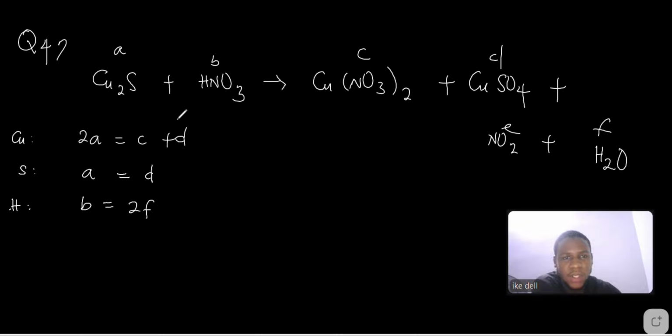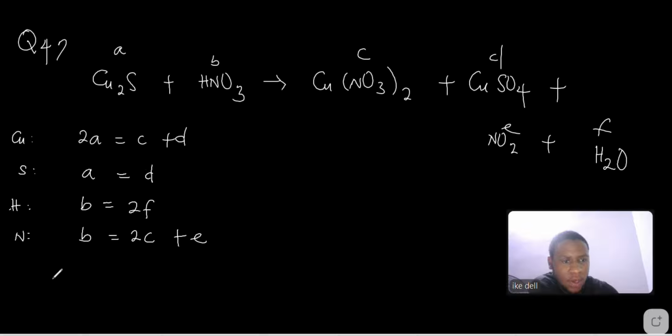So the next one is nitrogen. And comparing nitrogen, we can say B is equal to 2C. What else? Where can I see nitrogen? E. Plus E. Where else? Nowhere else. Okay.